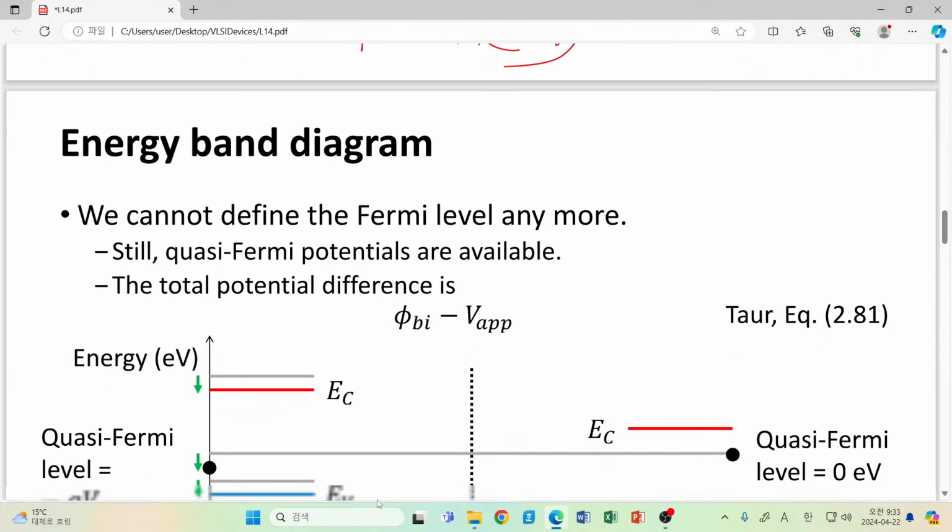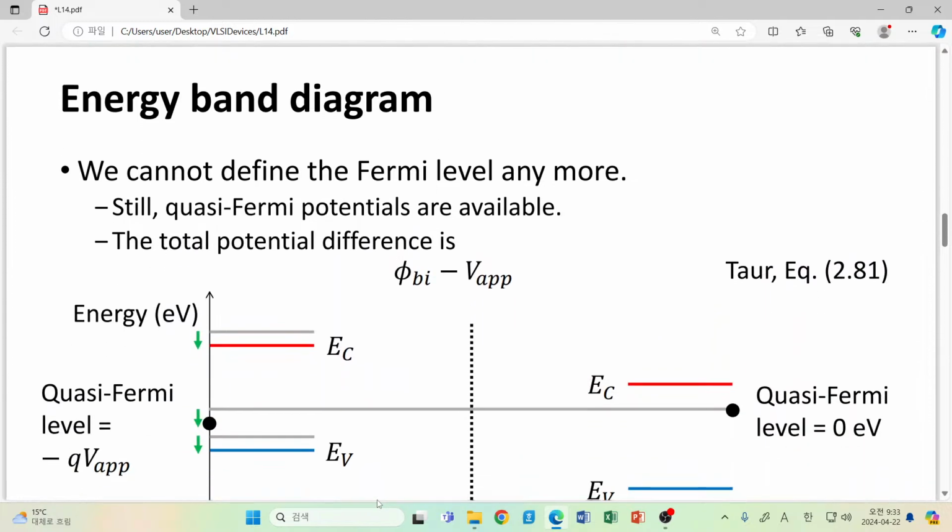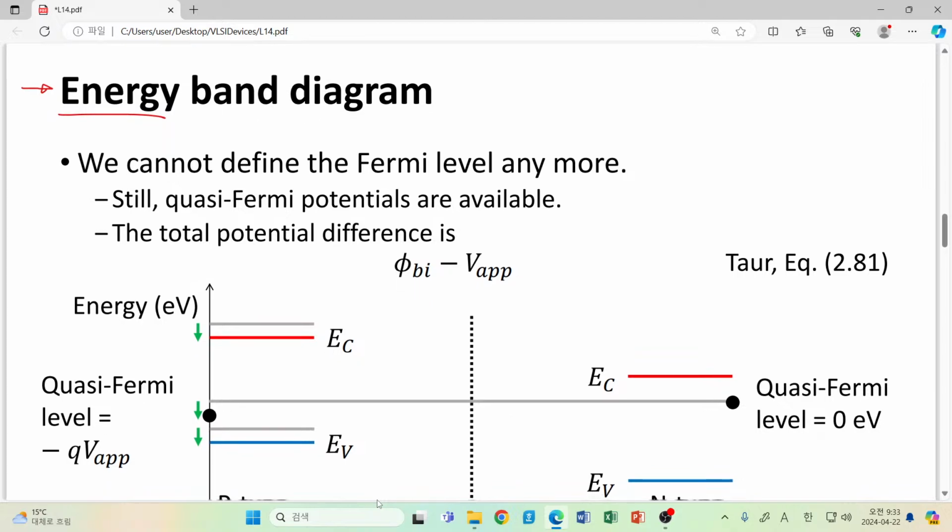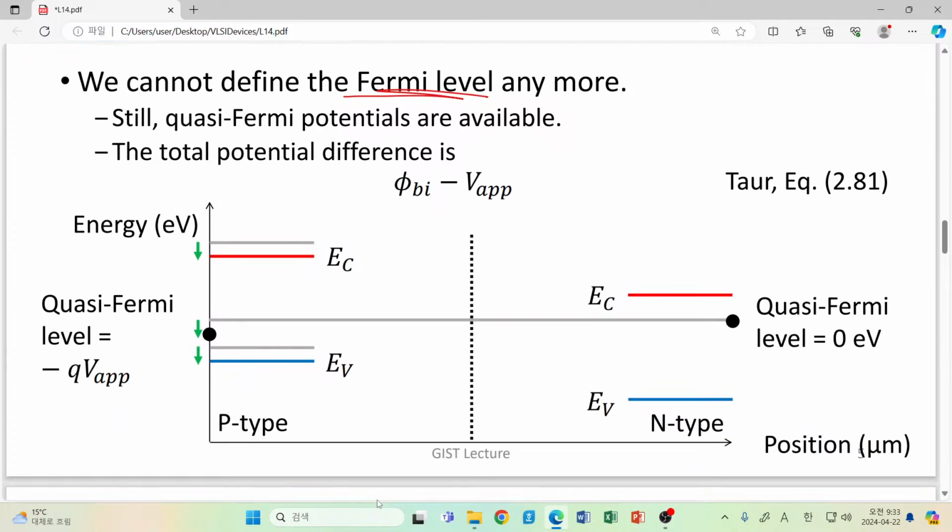So why are we talking about this one? It is well used in our new drawing of the energy band diagram. Now we have to consider the situation with non-zero applied voltage. Now it is no longer possible to define a Fermi level. At equilibrium, we were able to draw a horizontal line and say, oh, this is the Fermi level, so that will be the reference. However, now it is no longer possible.